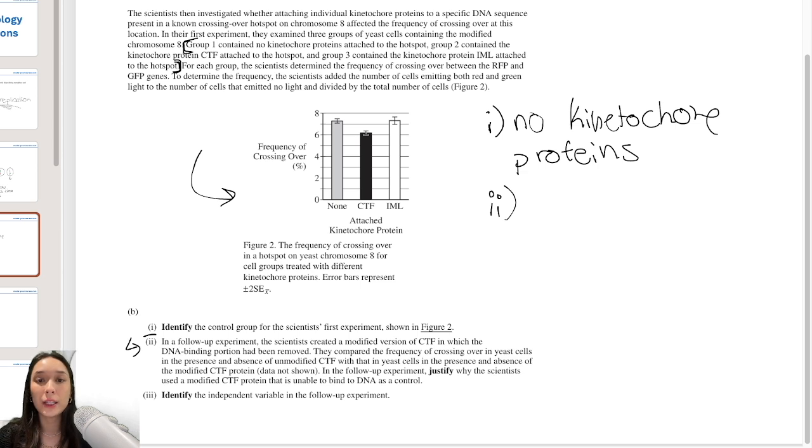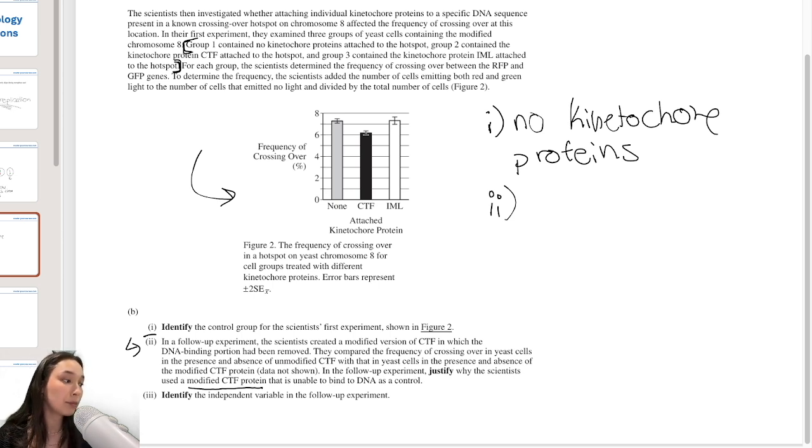So the whole point of these kinetochore proteins is that they physically bind to the DNA to affect crossing over. Okay, so if you have one that is actually physically unable of binding to the DNA, that's going to be a really good control. So they use the modified CTF protein that can't bind, and then they use the regular CTF protein that can bind. So therefore, you can see directly as a control of comparing both of them, whether DNA binding is something that's affecting the crossing over frequency.